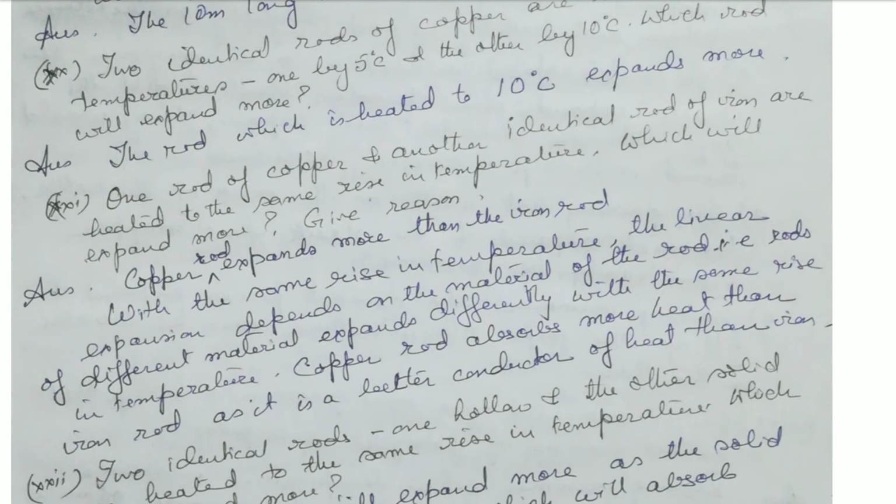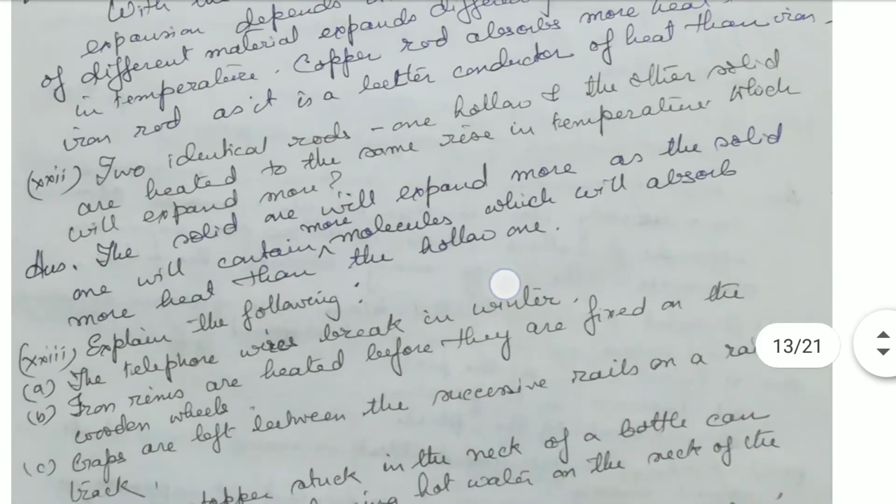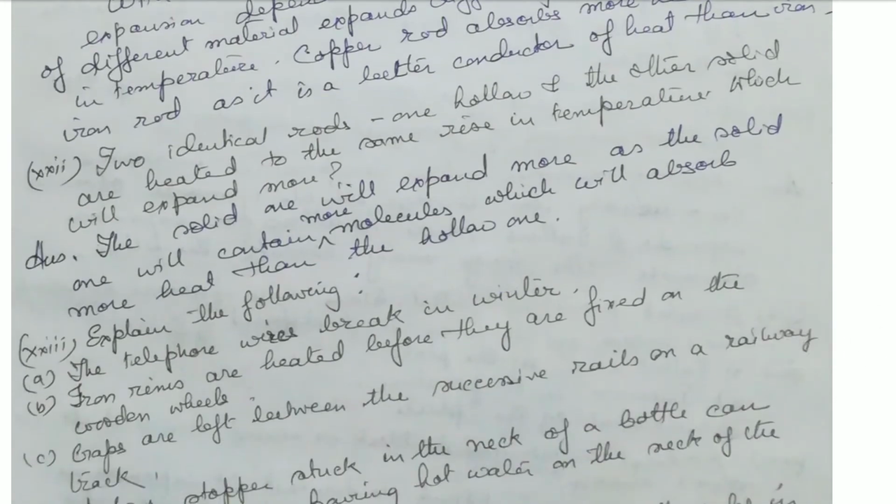Okay, with the same rise in temperature, the linear expansion depends on the material of the rod. That is, rods of different material expand differently with the same rise in temperature, as copper is a better conductor of heat than iron. Then two identical rods, one is hollow and the other is solid, are heated to the same rise in temperature, which will expand more? The solid will expand more as the solid contains more molecules, so it will absorb more heat than the hollow one.